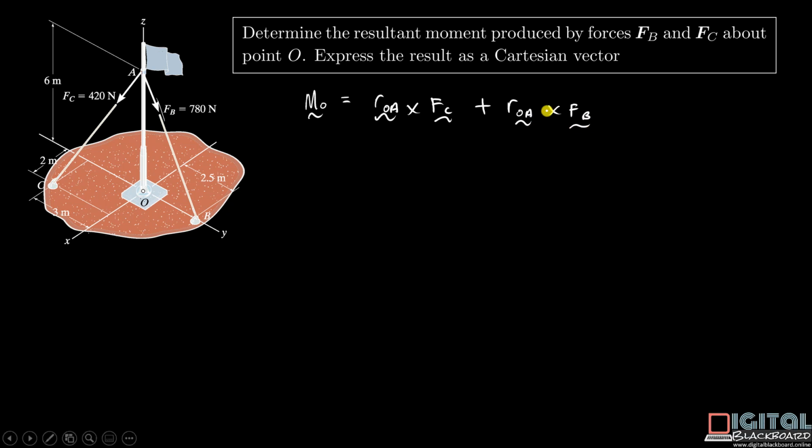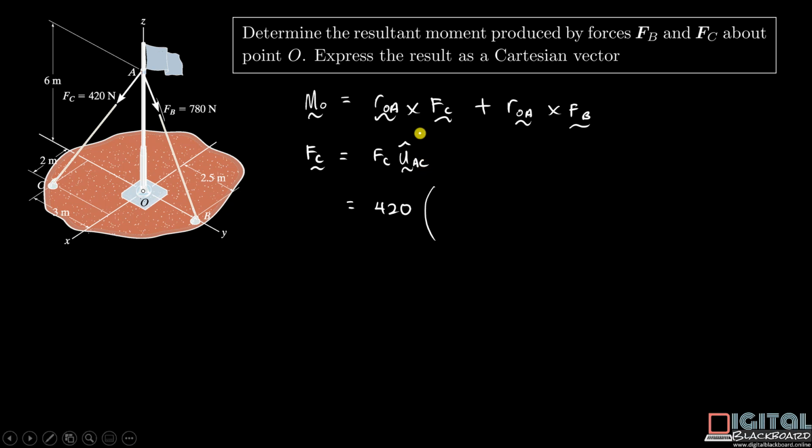So the first thing we need to do is to express our vectors F_C and F_B in vector notation. So we start off with F_C. We know that any vector can be expressed as its magnitude multiplied by its unit vector. In this case, F_C is a vector pointing from A to C. So the unit vector is u_AC, with a hat to indicate that it is a unit vector. So we are given that F_C has a magnitude of 420 newtons. So we put it here, 420. And then here we are going to compute our unit vector u_AC.